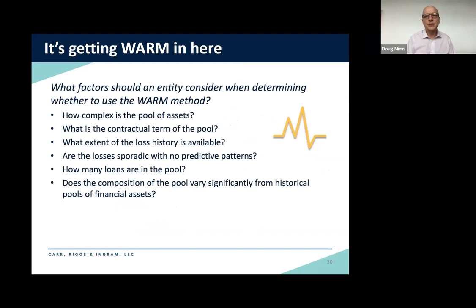So here are some of the factors you should consider if you're looking at the WARM method. How complex is the pool of assets? What is the contractual term of the pool? What extent of the loss history is available? Are the losses sporadic with no predictive patterns? How many loans are in the pool? Does the composition of the pool vary significantly from historical pools of financial assets? I think when most community banks ask themselves these questions, the answers are such that it would make the WARM method a viable option for them. Not a predetermined answer, but certainly it would be a viable option for most community banks.